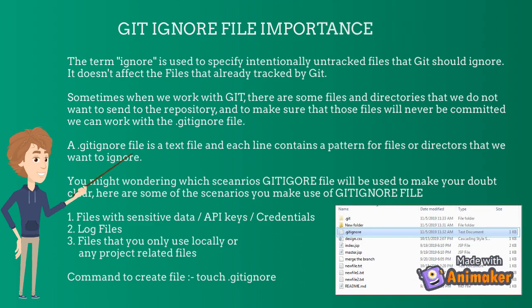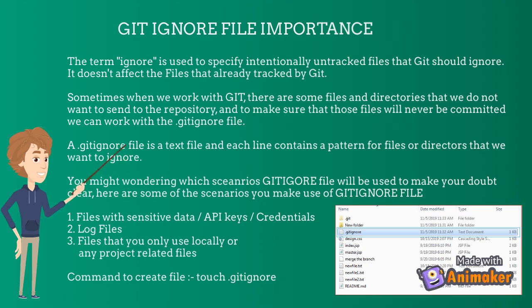Let's now learn importance of gitignore file in Git. The term ignore is used to specify intentionally untracked files that Git should ignore. It doesn't affect the files that are already tracked by Git. Sometimes when we work with Git, there are some files and directories that we do not want to send to the repository, and to make sure that those files will never be committed, we can work with the gitignore file. A gitignore file is a text file and each line contains a pattern for files or directories that we want to ignore.